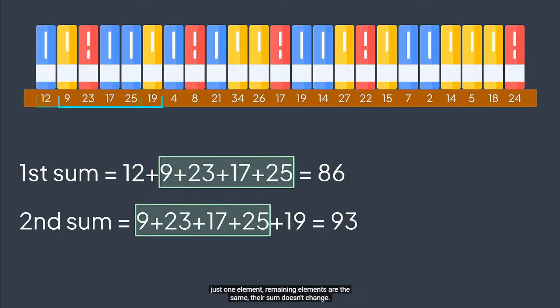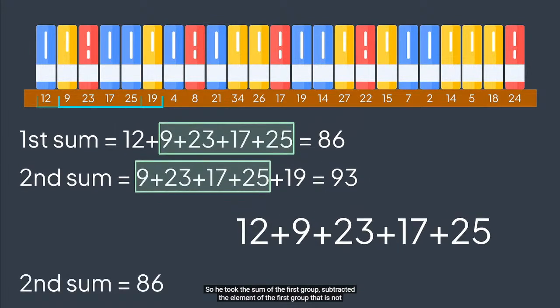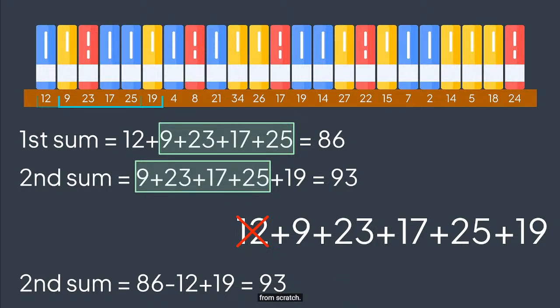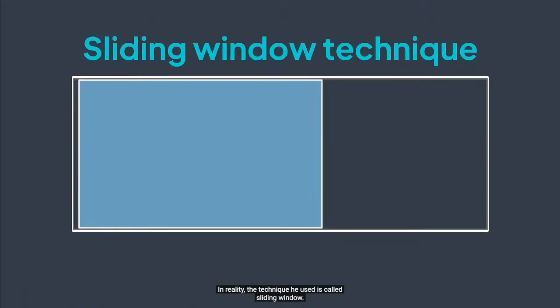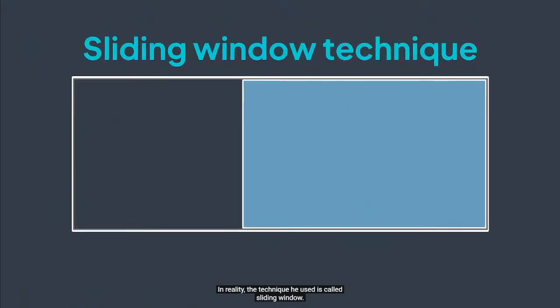Their sum doesn't change. So he took the sum of the first group, subtracted the element of the first group that is not in the second group, added the element of the second group that was not in the first group, and got the sum of the second group, without calculating the sum of all elements from scratch. In reality, the technique he used is called sliding window.